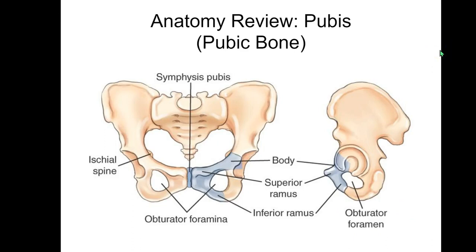And you can tell from the diagram that the pubic bone is further divided into three parts: the body, and then the superior and inferior ramus, or rami for plural. The body of the pubis makes up the anterior inferior 1/5 of the acetabulum, which you can see here. It's anterior and inferior.